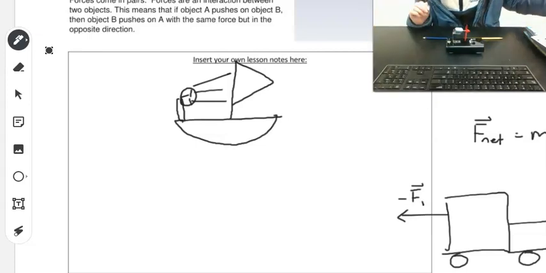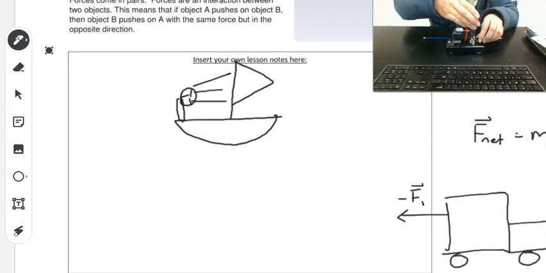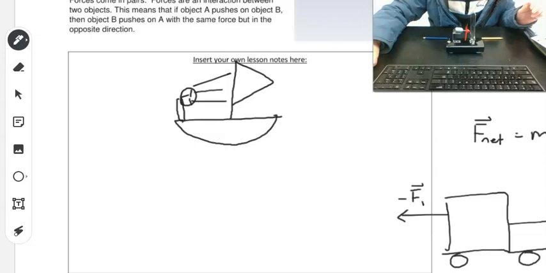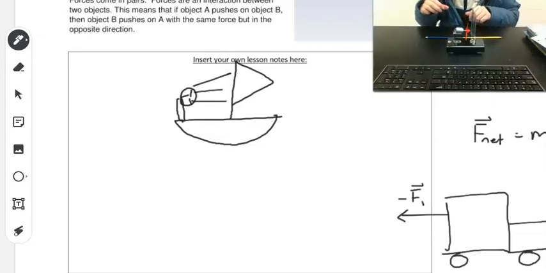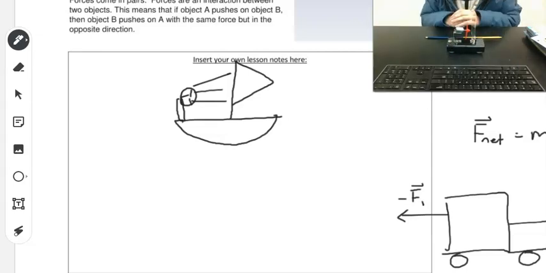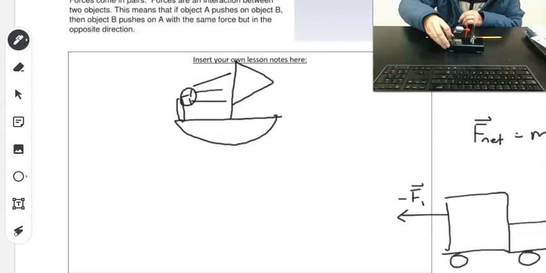Alright, now what I'm going to do is take the sail. I'm going to attach the sail right there. We're going to make a prediction to see whether or not this fan cart will move, and if so, will it move in the direction of the yellow crayon or in the direction of the blue crayon. Alright, now I'm recording. Here's our test. Alright, so it doesn't move.